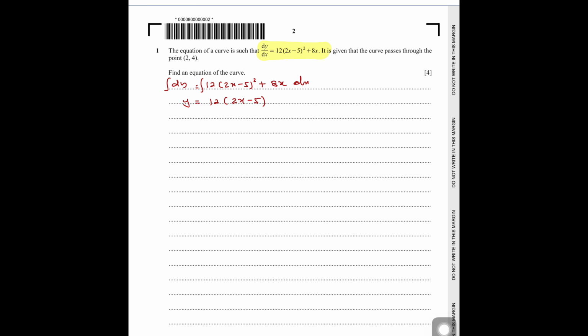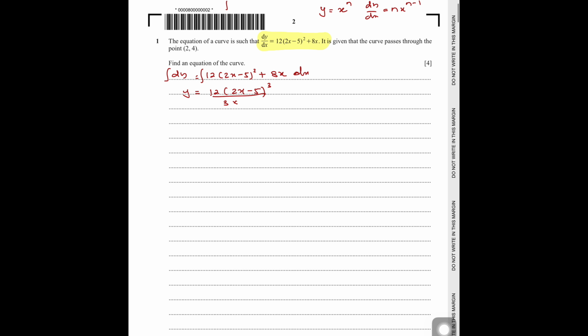In integration, you add a power. So 2 plus 1 is 3, divide by 3. If y = x^n, then dy/dx is nx^(n-1). In differentiation, you subtract a power, so in integration, you will have to add the power. So the integration of x^n dx is x^(n+1)/(n+1) + c. Do not forget to add the constant c, otherwise you'll lose a mark.